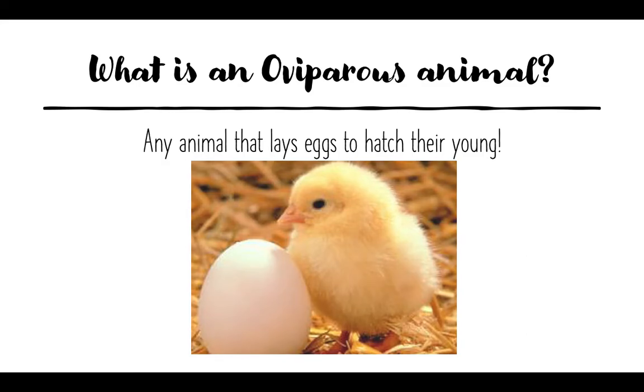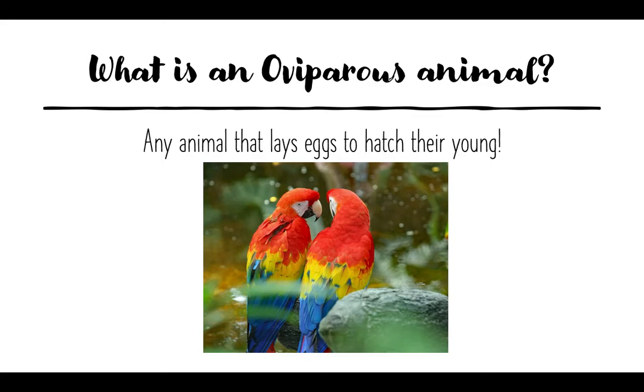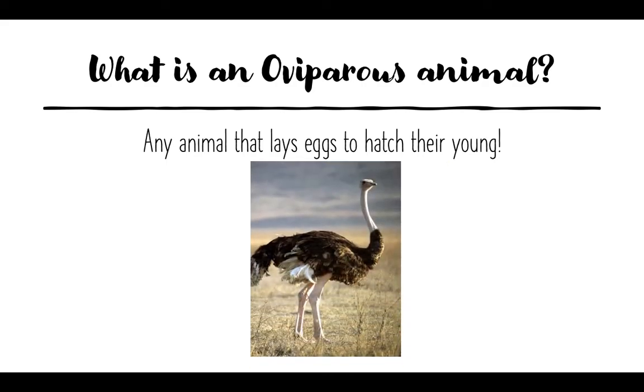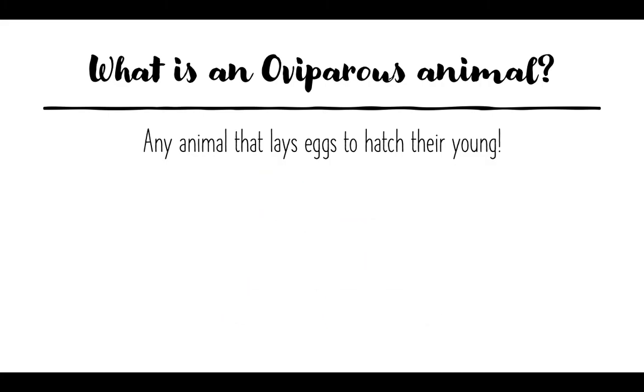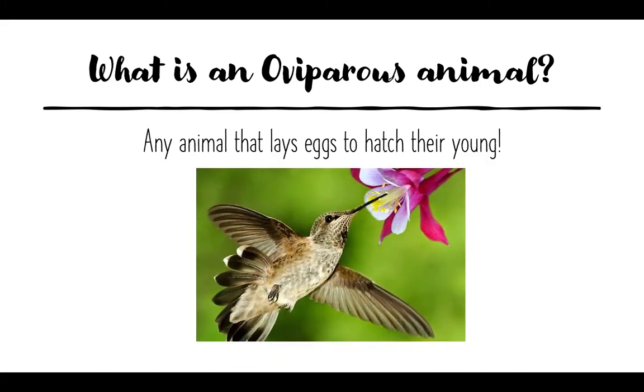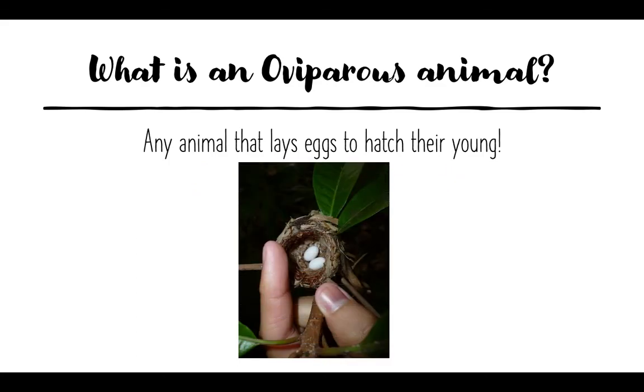We know that chickens lay eggs to hatch their young, but there's lots of other animals besides chickens that lay eggs. All kinds of birds lay eggs. Anything with feathers lays eggs. That includes parrots. That includes ostriches, which are the world's biggest birds, which also lay the world's biggest eggs. And it also includes hummingbirds, the world's smallest birds that lay the world's smallest egg. Look at how tiny those eggs are. They're smaller than their thumbnails.